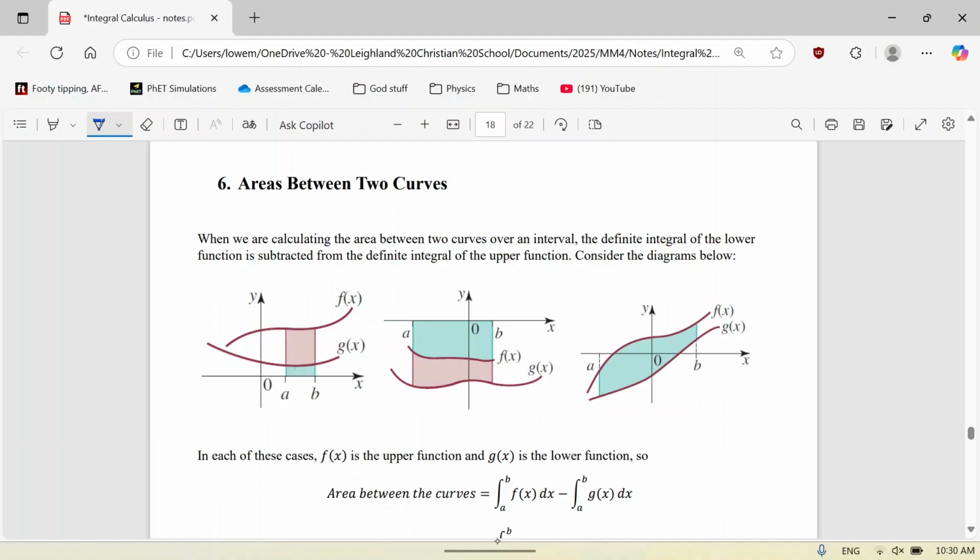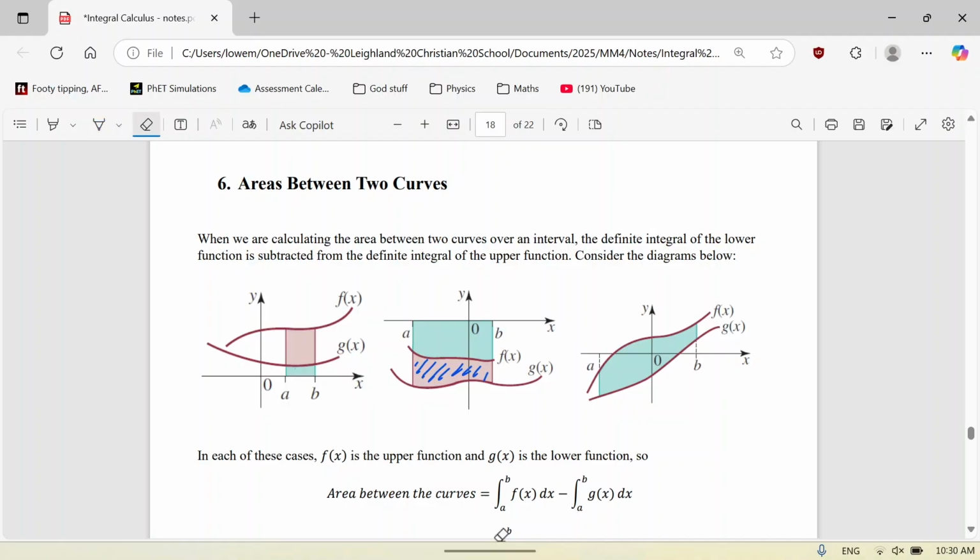However, because they're below the x-axis, it will give you a negative value. Okay. So if we find the definite integral of g of x from a to b, that also will be a negative value, but it'll be this whole region here. So it'll be a bigger negative value than the one for f of x. But because they are negative, when we subtract the definite integral of g of x from the definite integral of f of x, you'll end up with a positive value equal to this region between the two curves.